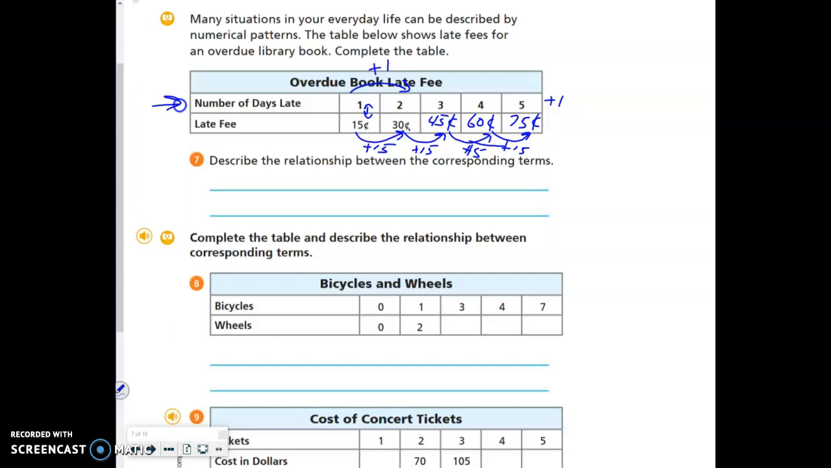This is a multiplication connection, or a multiplication comparison, meaning to go from 2 to 30, I had to multiply also by 15. So in this case, the rule for this input-output table is times 15. So every time I go up by 1 on the top, I multiply that number by 15 to get my answer. All right? So hopefully that makes sense to you guys.